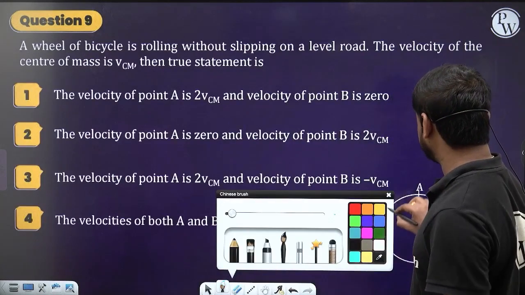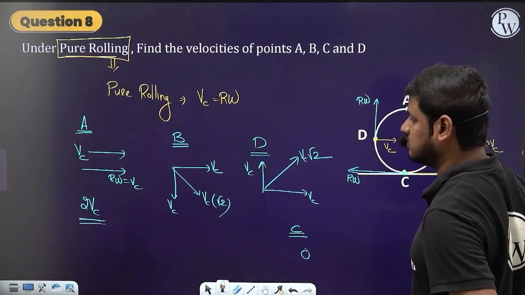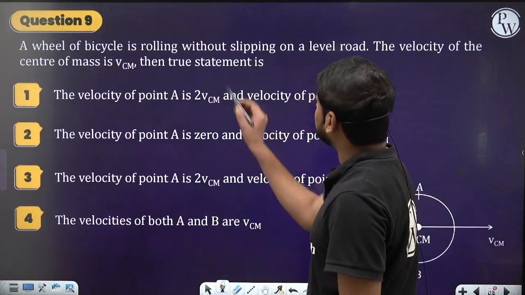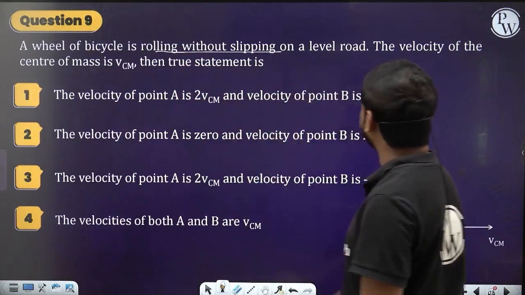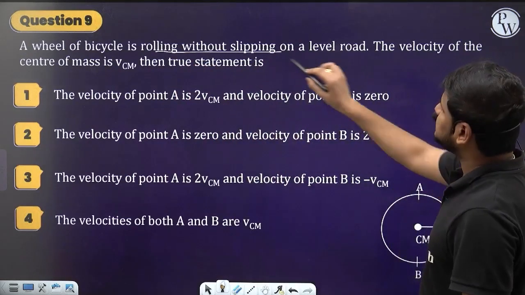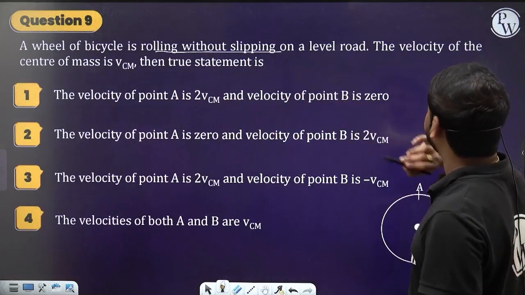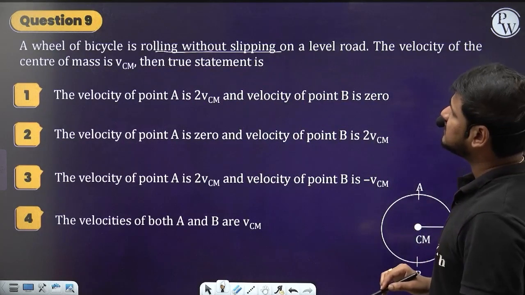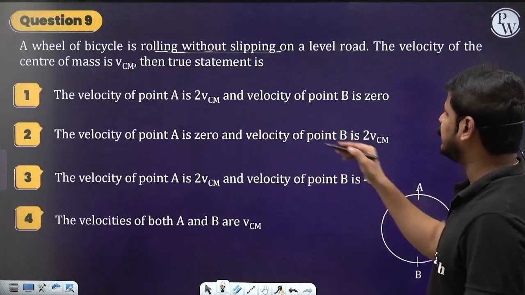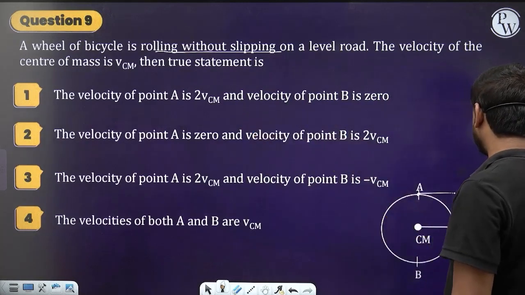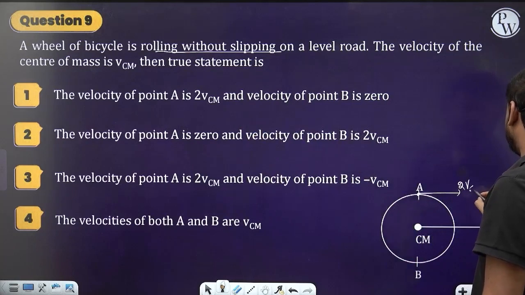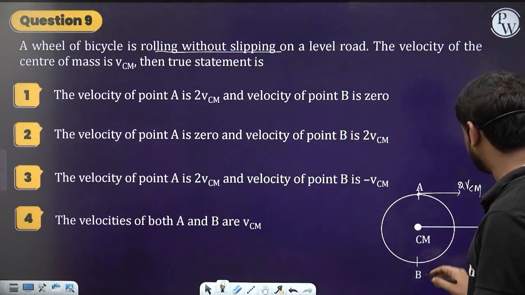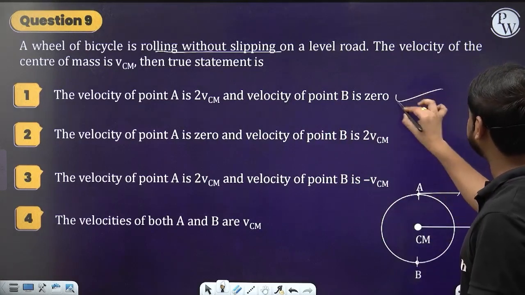So the next question, what does the question say? A wheel of a bicycle is rolling without slipping on a level road. So that means pure rolling. The velocity of the center of mass is VCM. Then the true statement is: the velocity of point A is 2 VCM. Just now we have seen this point will obviously have 2 VCM. So that's correct. And the velocity of point B is 0. Yes, this point is 0. So this statement is correct.